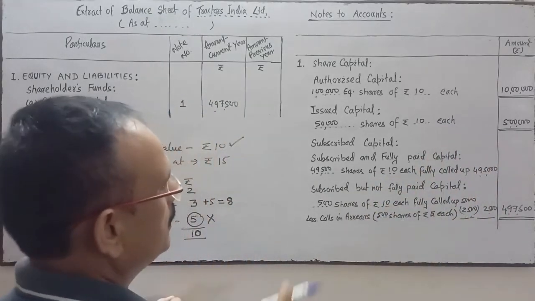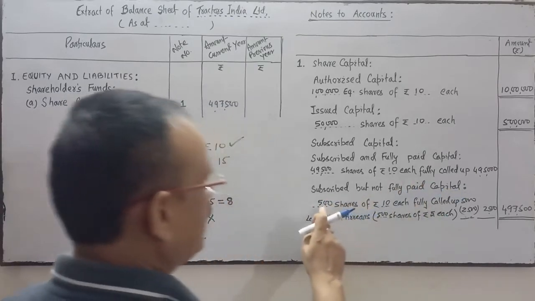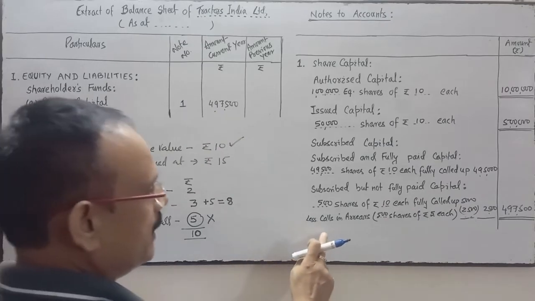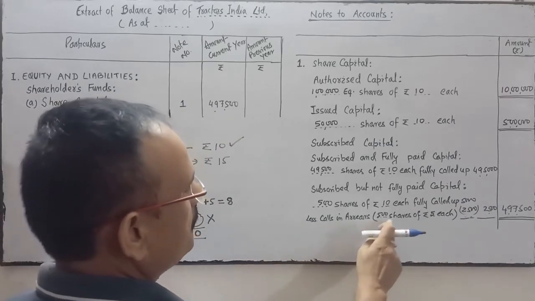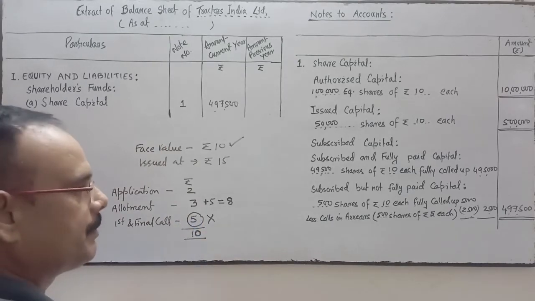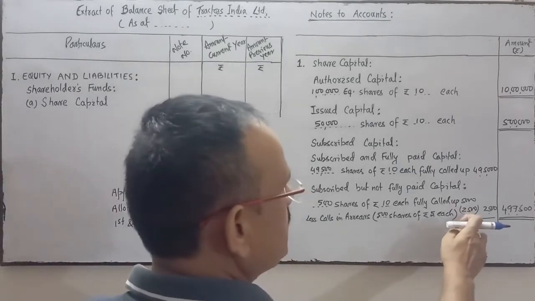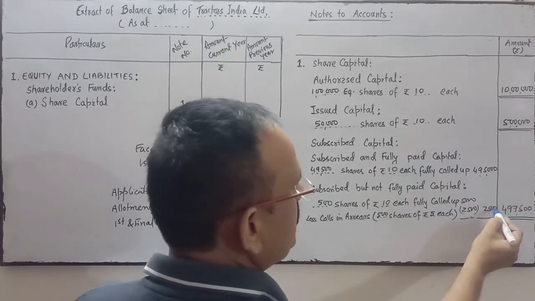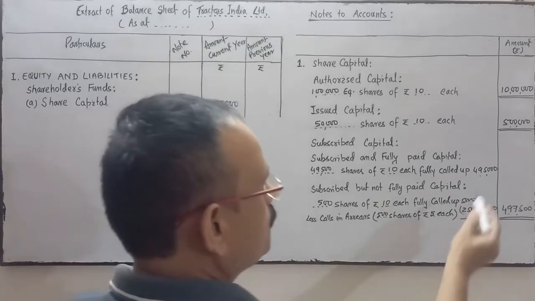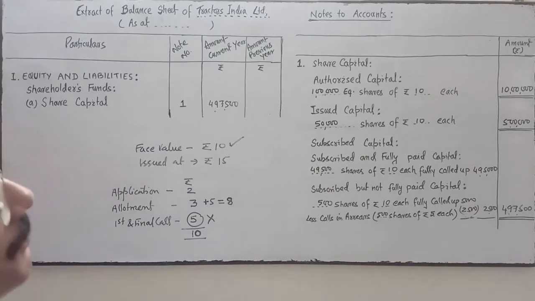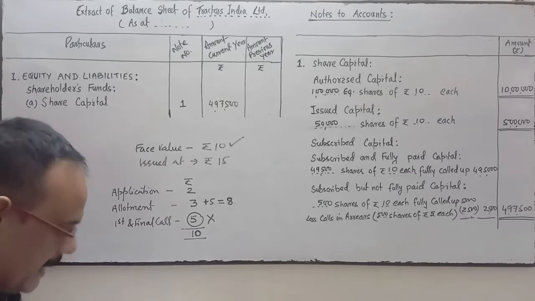That is 4,95,000. Now subscribed but not fully paid, 500 into 10, which is called by the company. There is calls in arrears, 500 into 5 rupees on first and final call, not paid by Balram. So 2,500 is the calls in arrears. So 5,000 minus 2,500 is the amount paid by Balram. So the total amount the company received is 4,97,500. Is it clear?